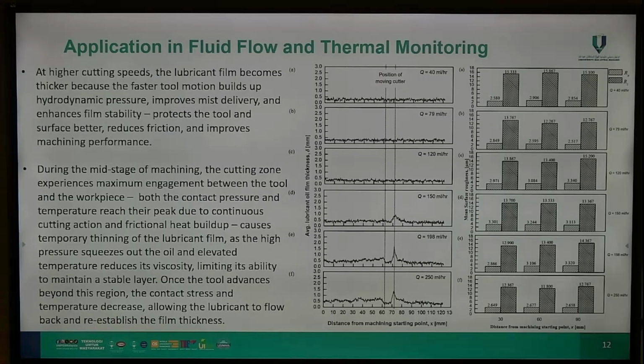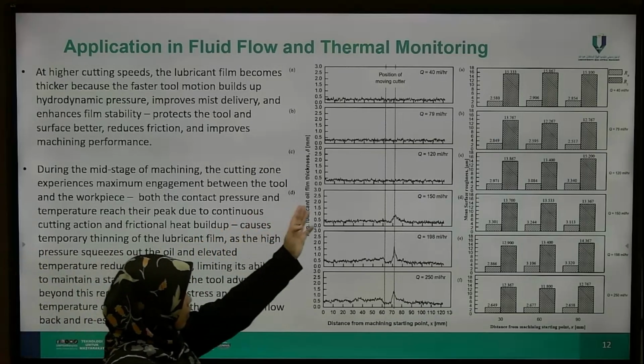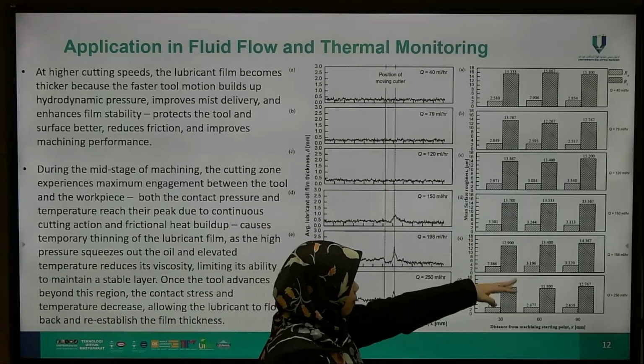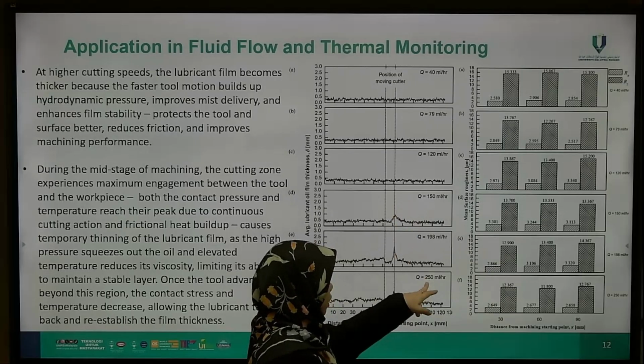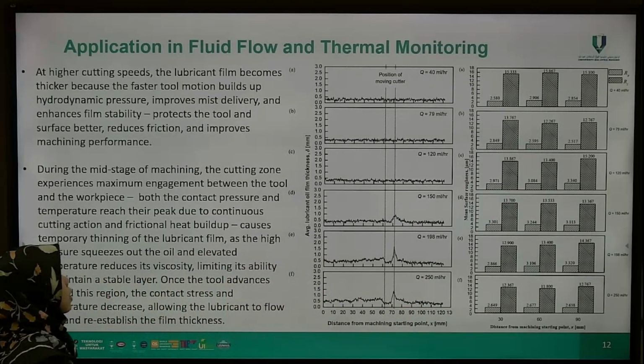From this pattern of the lubricant layer thickness, we relate it to the surface finishing quality. As you can see, this is the surface roughness. It shows better roughness along with the larger lubricant oil.